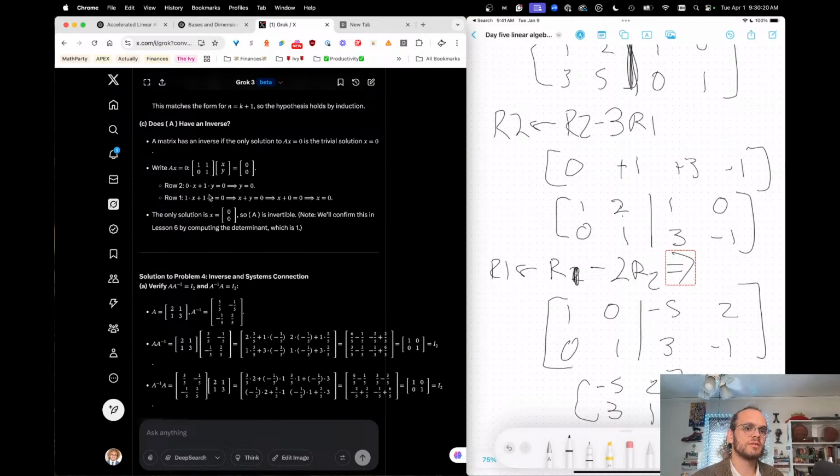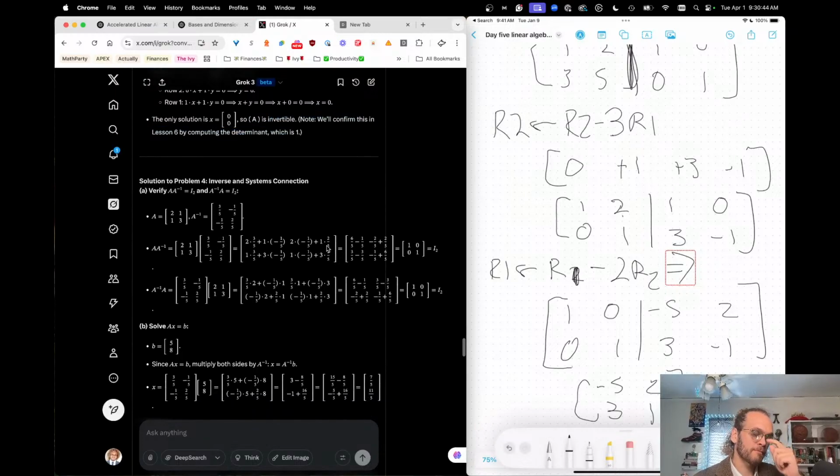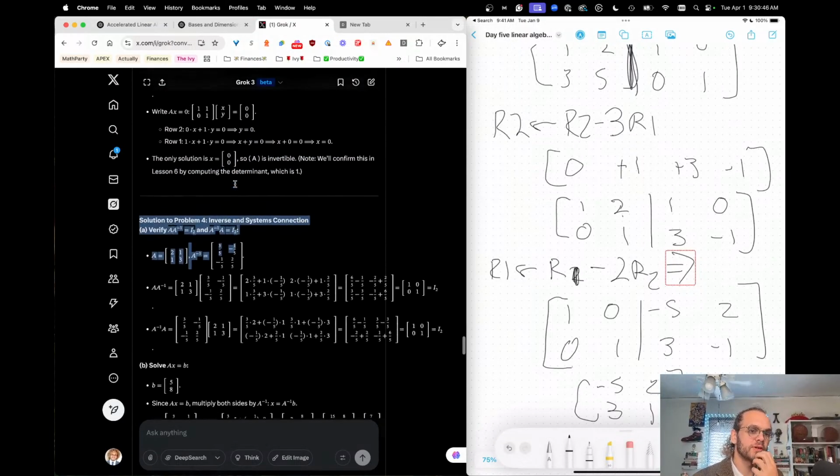One minus 0. This does have an inverse. Oh, wait. A matrix has an inverse only if the solution to AX equals 0 is the trivial solution X equals 0. Oh, yeah. Can we also just see if the determinant's equal to 0? The determinant is AD minus BC. It is invertible, yeah. Okay. So this is another way of doing this.